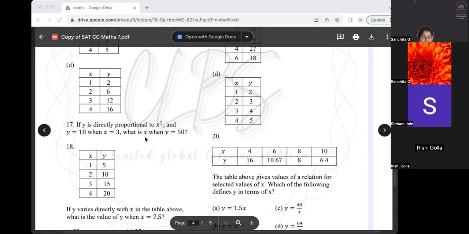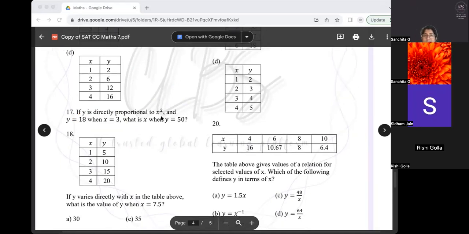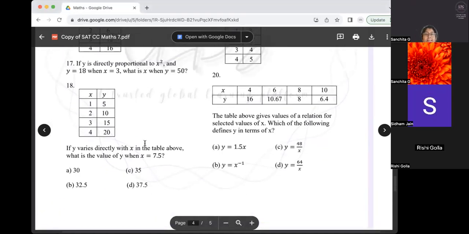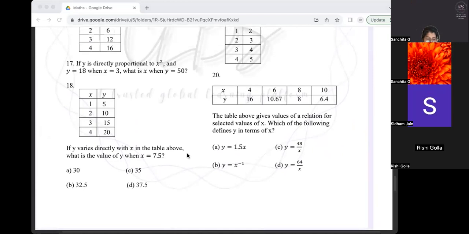Clear? Yes, ma'am. This is a tricky question. 18. Let's go. 18 is super easy. What is it? Correct. It is A. 19 is A. 7.5, right? Yes, 27.5. You take this and you multiply it, okay? 37.5. Good.